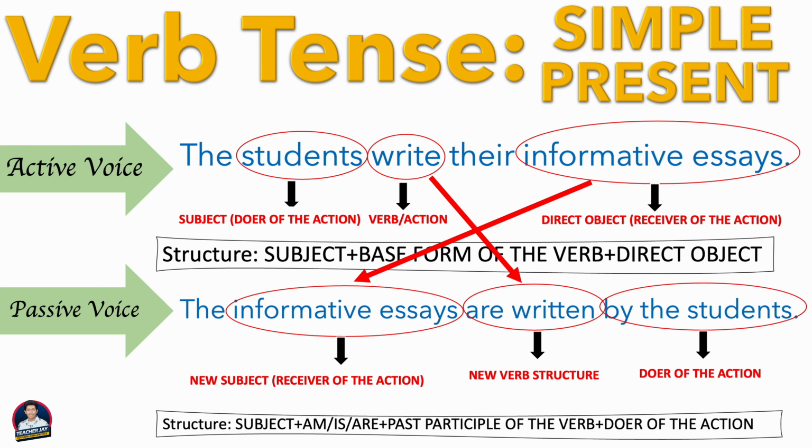Please take note that when you write a sentence in the passive voice, it's not always necessary to indicate who does the action. In this example, we can also say the informative essays are written. So if you don't need your readers to know who did the action, then you don't have to include by the students. It's a case-to-case basis. If it's important that your readers know who did or who does the action, then you should indicate the doer of the action in your passive voice. Otherwise, you can just say, in this example, the informative essays are written, period.